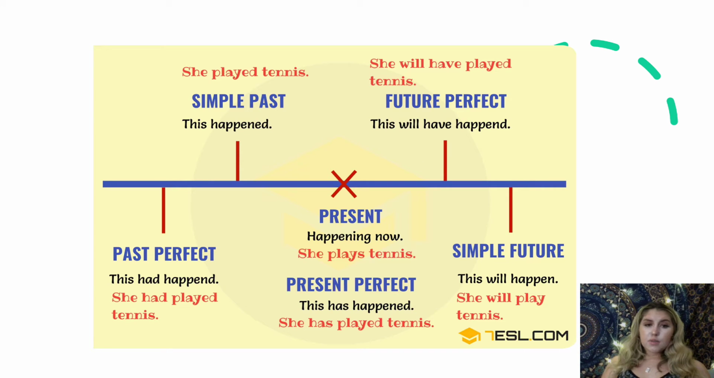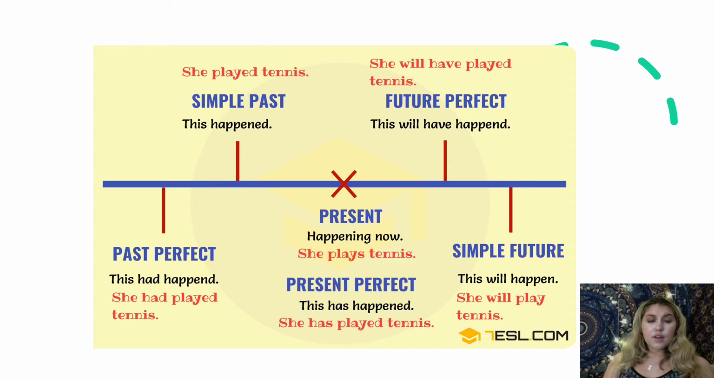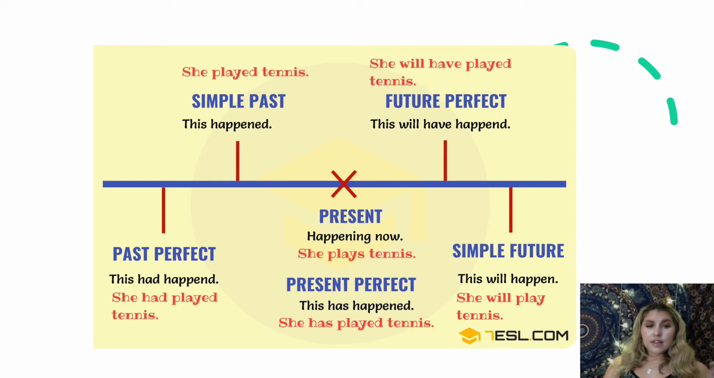Present, that one's a little more self-explanatory. That's whatever is going on right now. So, happening now. She plays tennis. She's playing tennis. It's what's going on right now. And present perfect, again, you just add that second tense. So this has happened. She has played.